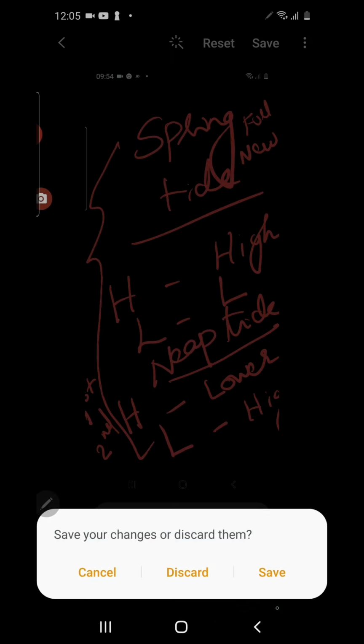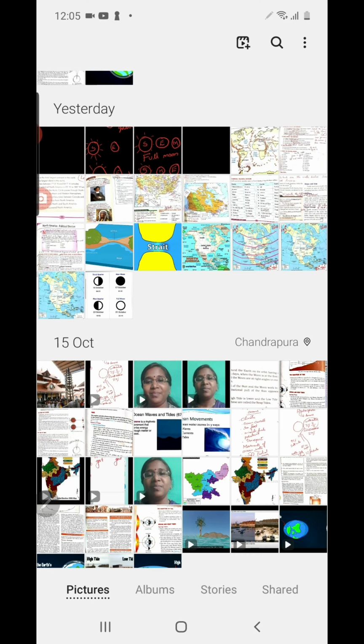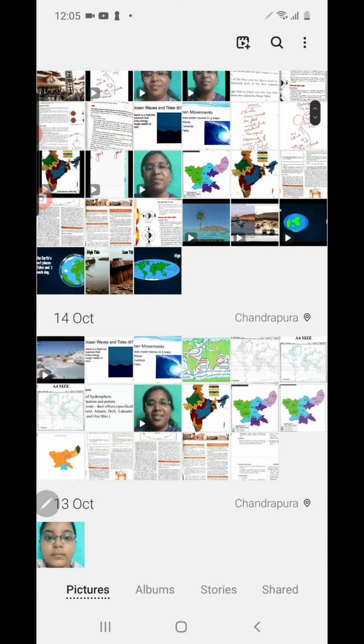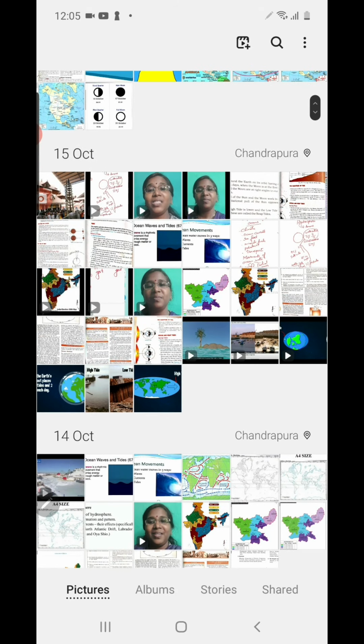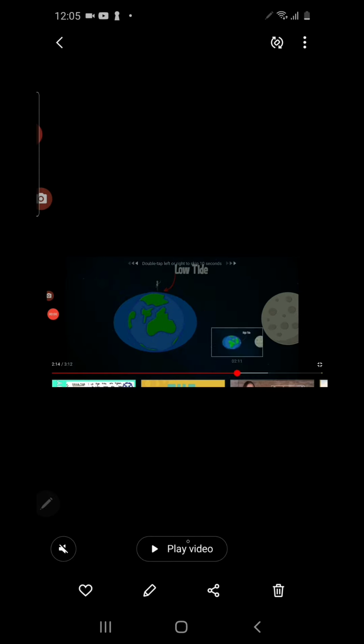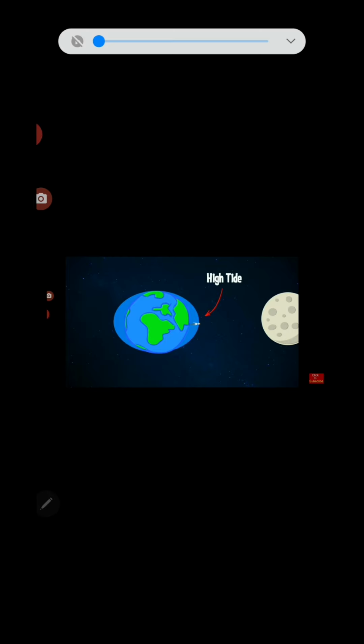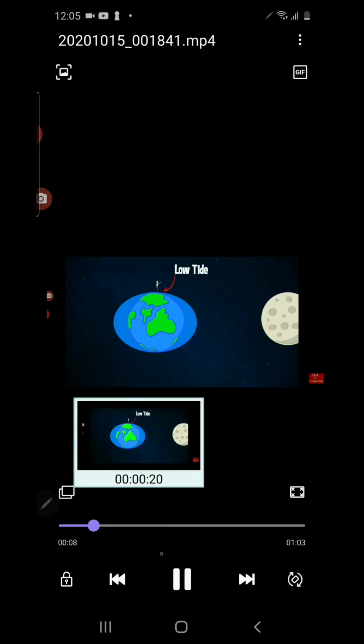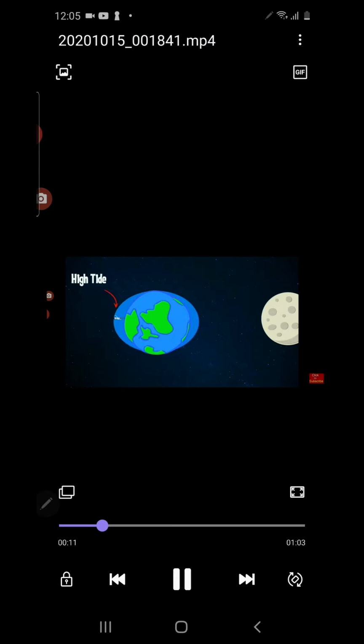Clear? Okay, I'll discuss this fact once again, the position of the moon, with the help of a video. See here, if you're on the part of the earth facing the moon, first high tide, then after 6 hours low tide, next 6 hours high tide, then another 6 hours low tide. Like that it continues. So every place experiences 2 high tides and 2 low tides in a day.